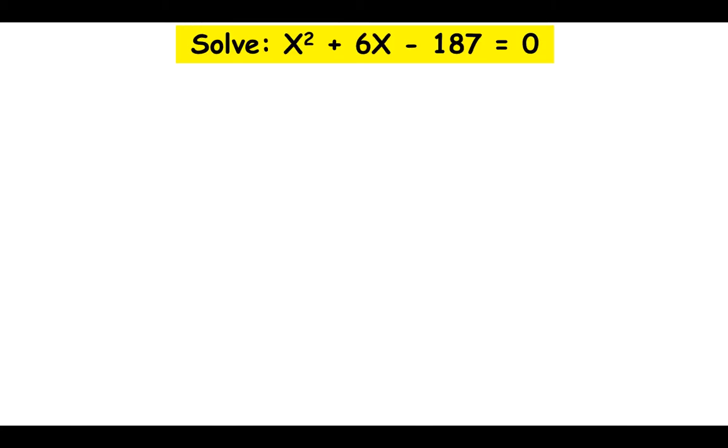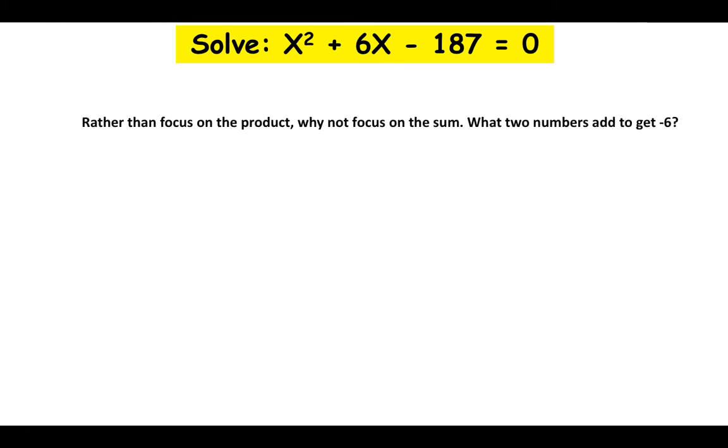x squared plus 6x minus 187. Now this is where students tend to get a little bit lost because this number gets so big, the minus sign, all that, they start thinking what to do. So let's go through the same steps. Now here I'm going to use minus 6 because this is a plus 6.